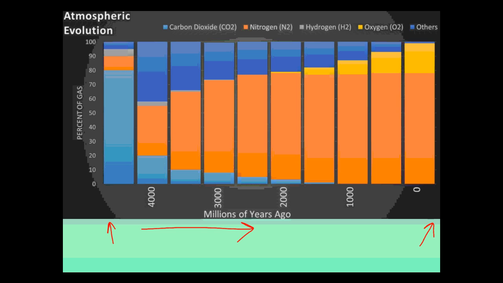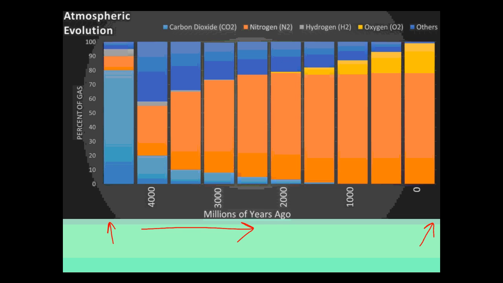Notice how shortly after the formation of the Earth, our atmosphere has a great deal of carbon dioxide. If you remember, that was from the process of outgassing, where volcanoes erupted and put a tremendous amount of carbon dioxide into the atmosphere. The other thing you'll notice is that the oxygen, which is in yellow here, doesn't show up until close to 2,000 million years ago.